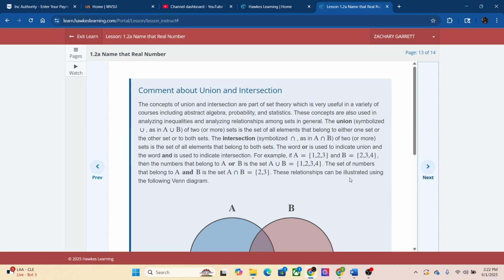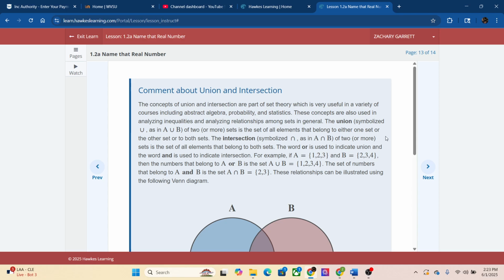The concepts of union and intersection are part of set theory, which is very useful in a variety of courses, including abstract algebra, probability, and statistics. These concepts are also used in analyzing inequalities and analyzing relationships among sets in general. The union, symbolized U, as in A union B, of two or more sets is the set of all elements that belong to either one set or the other set, or to both sets. The intersection, symbolized by an upside down U, as in A intersect B, of two or more sets is the set of all elements that belong to both sets. The word or is used to indicate union, and the word and is used to indicate intersection.